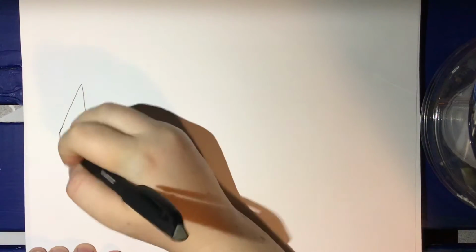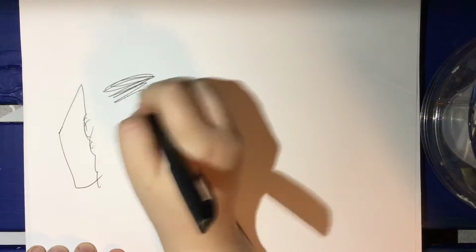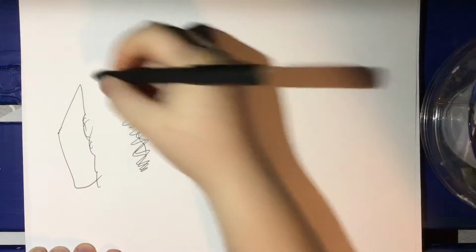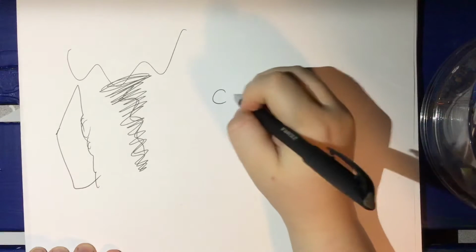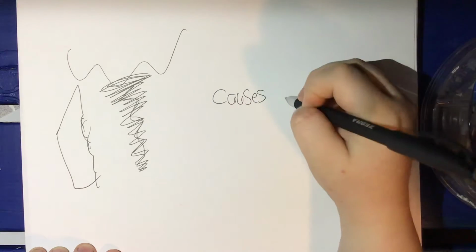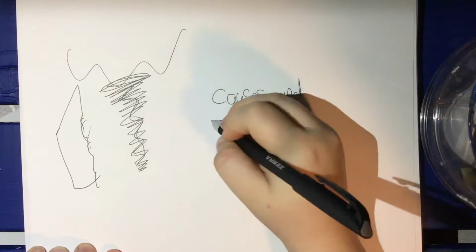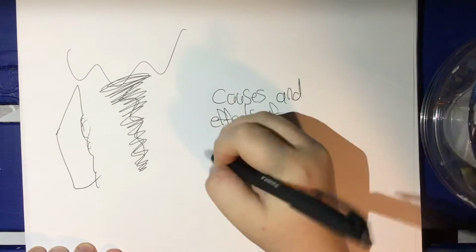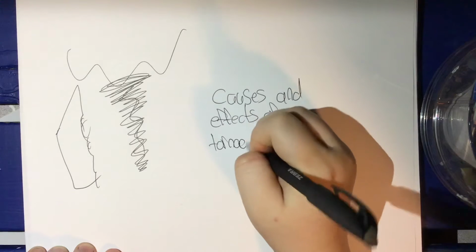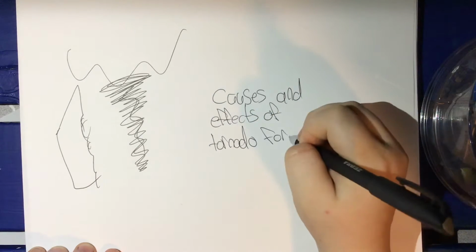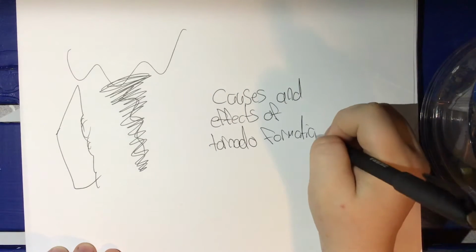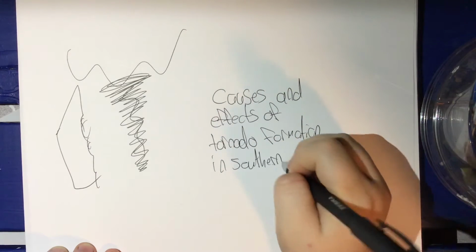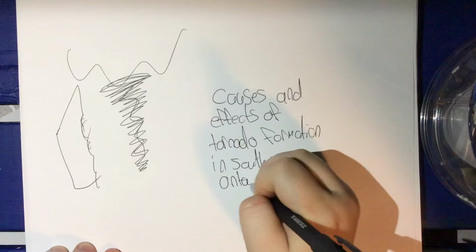Tornadoes are devastating, and although I have never personally experienced or seen one before, tornadoes rank top 5 on the top most devastating natural disasters to occur naturally. And here in Canada, southern Ontario is the most common place for tornadoes to occur. So, without wasting any more time, this is the causes and effects of tornado formation in southern Ontario.